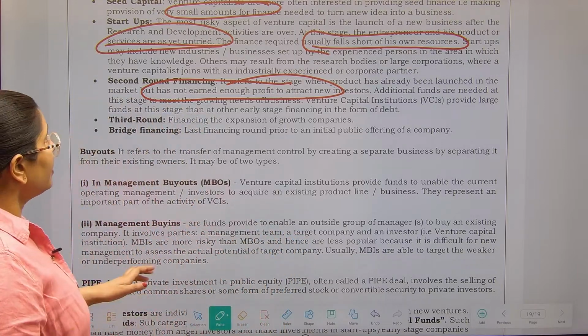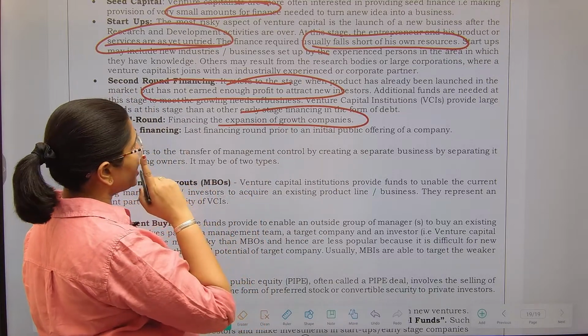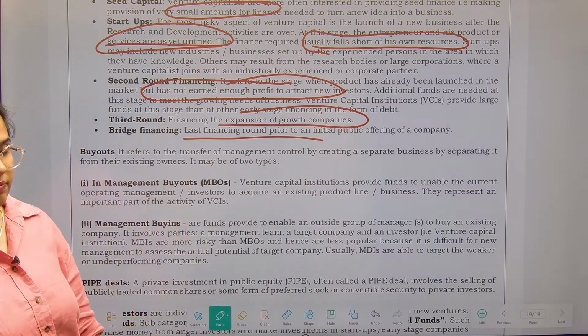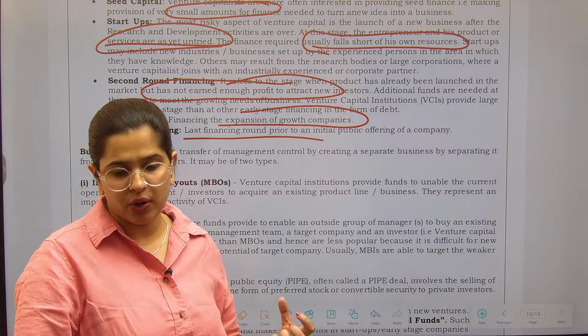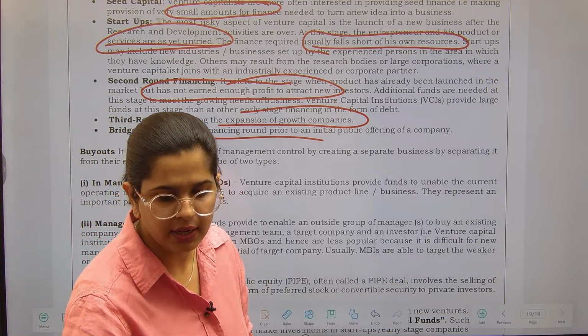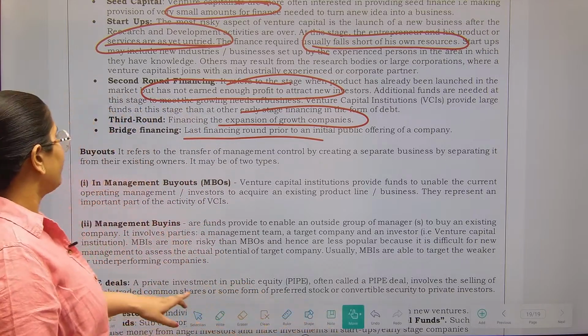Okay. Third round financing is for the growth related companies, and then we have bridge financing. So this is the last financing round before the IPO is launched. Okay. तो उससे पहले, just wait for a second. And lastly, we have buyouts.